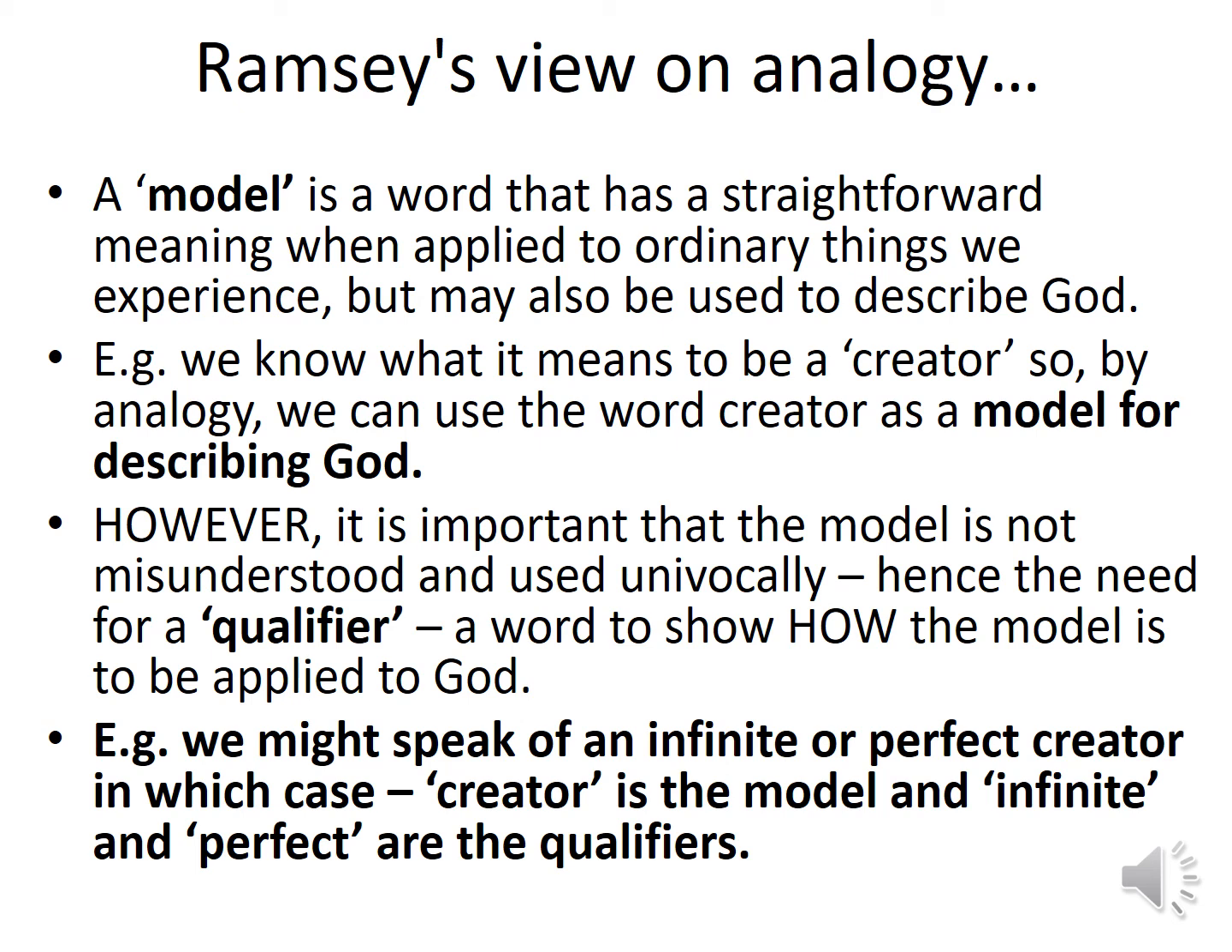So Ramsey's saying that if we're using model words and using words which are some form of analogy, we have to be able to qualify those words. So here's a really good example: the word creator is the model word, but the words infinite and perfect are the qualifiers. So anybody can be a creator. That's why it's a model word, because it's an ordinary thing. But the qualifier words are infinite and perfect. These are the qualifiers to show us what we are actually talking about. So you have to qualify the model word. In other words, you are qualifying the ordinary word to be at a different level. So if you were to say something along the lines of an infinite creator, then we already know that that sentence is talking about God.